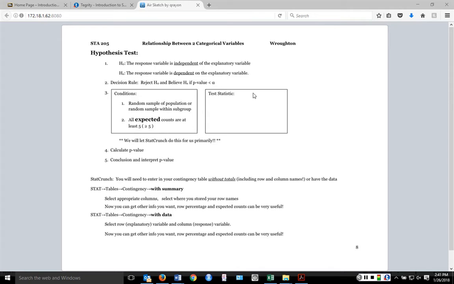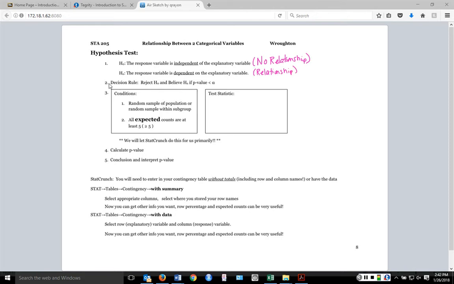So the first step is always our null and alternative hypothesis. So the null hypothesis is going to be that the response variable is independent of the explanatory variable. Or in a sense, again, our null hypothesis would be that there's no relationship between our two variables. So the one is not impacting the other. Our alternative hypothesis will then be that the response variable is dependent on the explanatory variable. That is, there is a relationship between our two variables.